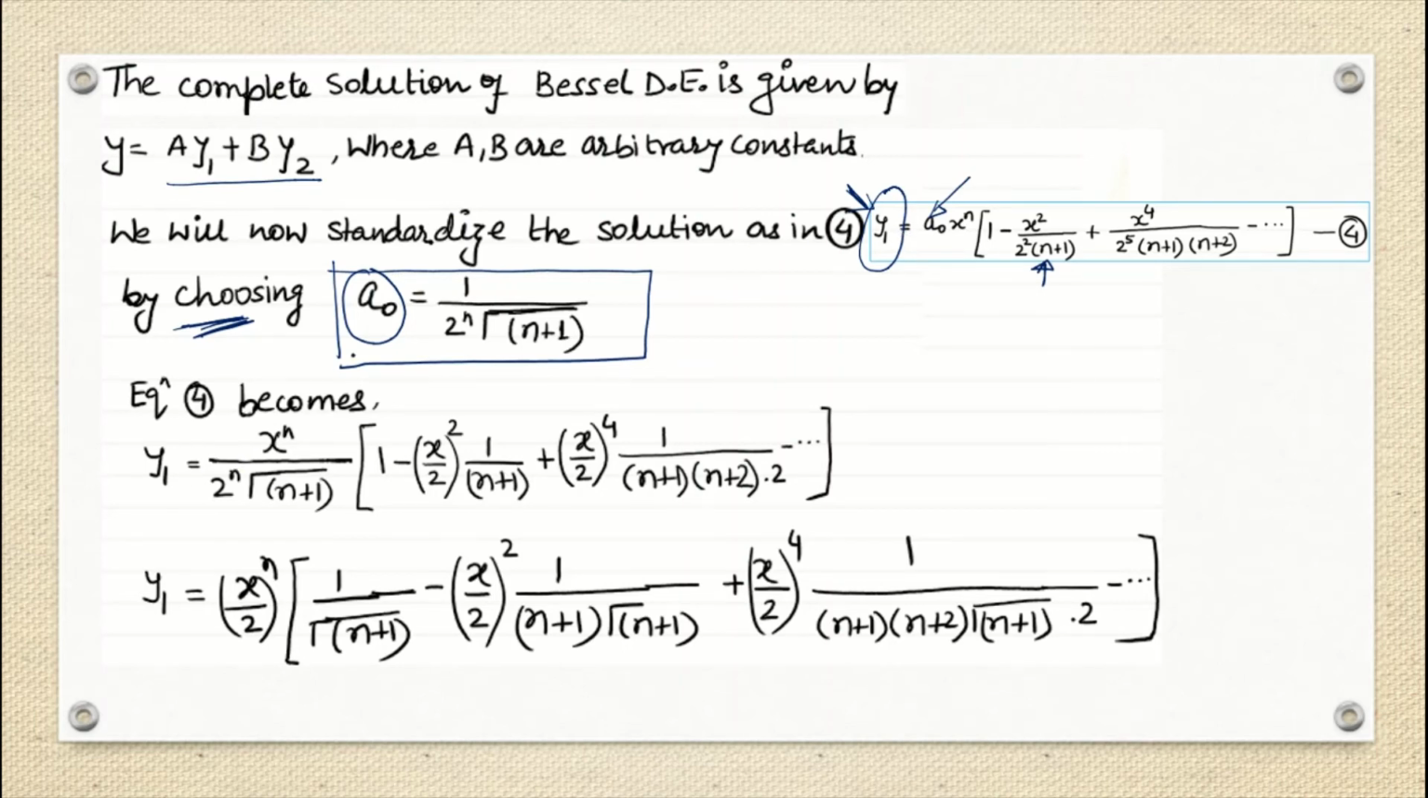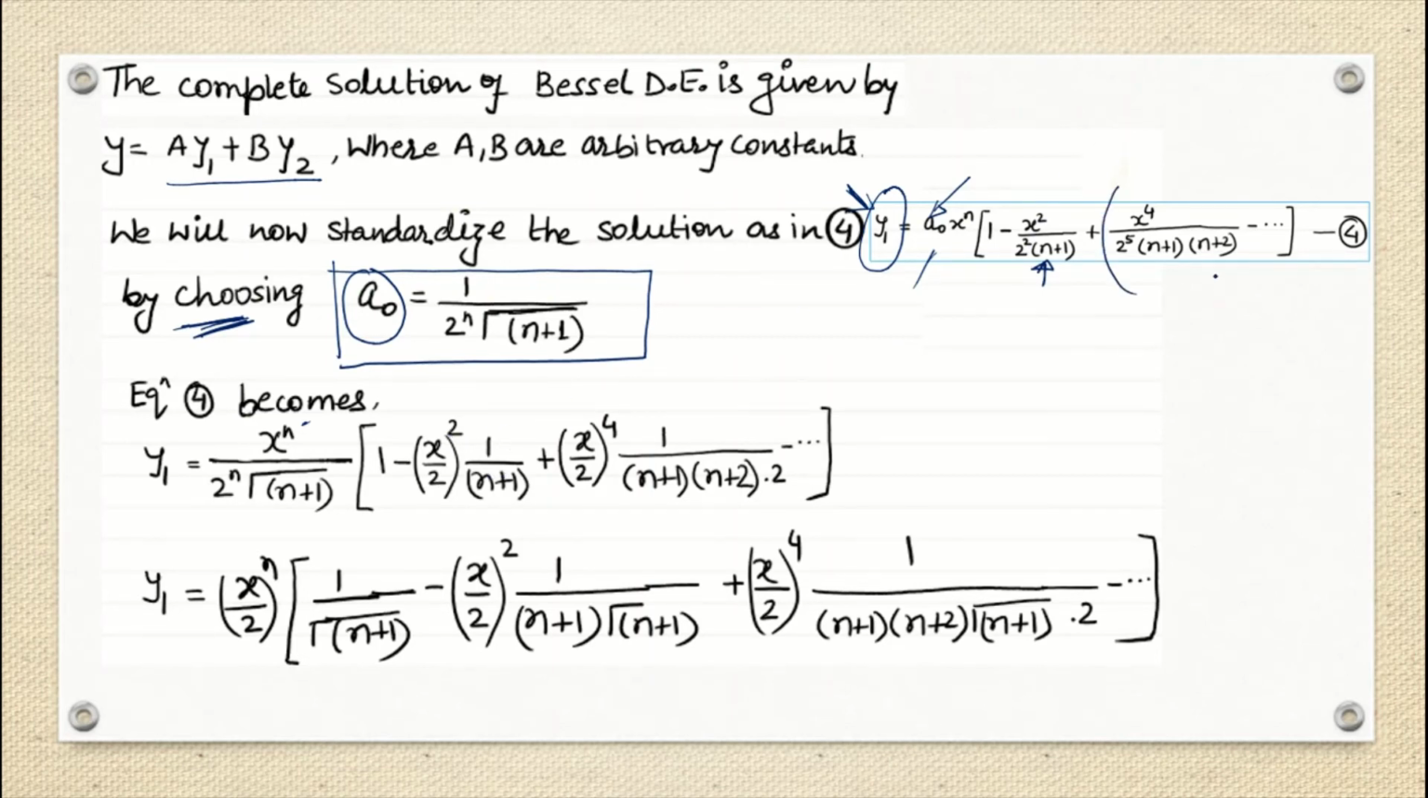Okay, so a0 is written here. a0 is 1 by 2 to the power n gamma n plus 1. X to the power n is written here, and then the same thing is written here. There are no changes here, we are just copying it. And then we write 1 minus, this is x by 2 whole square, you can write x by 2 whole square, and then 1 by n plus 1.